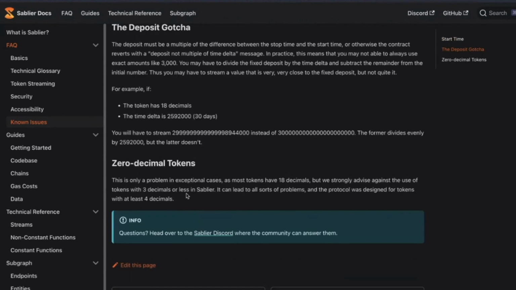We'll see that. And then you can't send 0 decimal tokens. Oh, you can only do 18 decimals, so you can't do USDC. Oh, wait. Okay, yeah. Oh, no, sorry, you can't do USDC. At least 4 decimals. Okay, cool. Yeah.